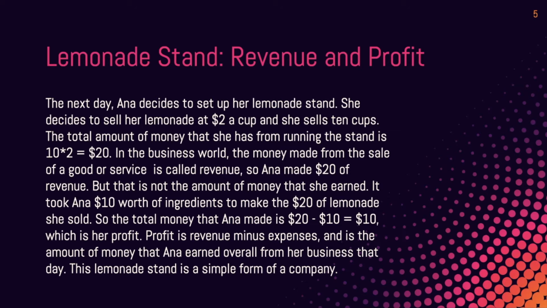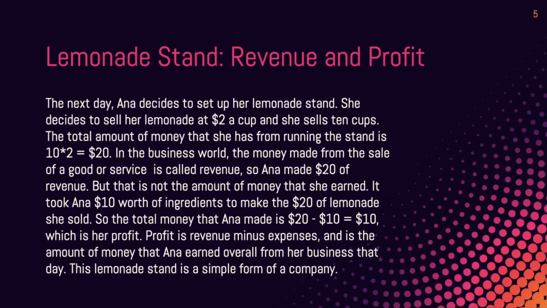Now that Anna has ingredients to make lemonade, she decides to set up her lemonade stand the next day and she starts to sell lemonade. She decides to price her lemonade at $2 a cup, and she sells 10 cups. The total amount of money that she made from running the lemonade stand is the 10 cups multiplied by the $2. 10 times 2 is 20, so she made $20. In the business world, the money made from the sale of a good or service is called revenue, so Anna made $20 of revenue. But that is not the amount of money that she earned.